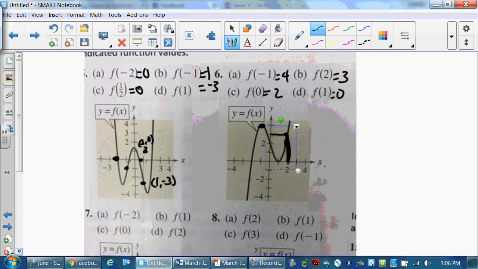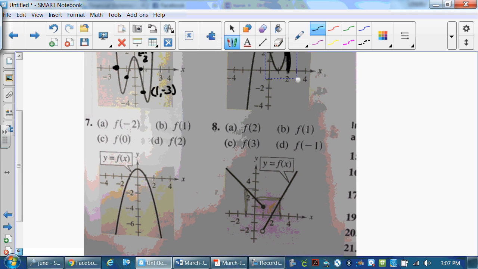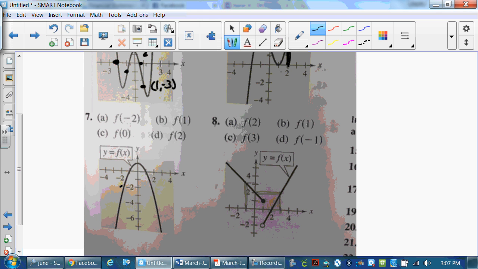All right, let's scroll down to number 7. F of negative 2 looks to me like negative 2. F of 1 appears to be 0. F of 0 looks like it's 1. And F of 2 looks like it's negative 2. Number 8. Had some questions on this.